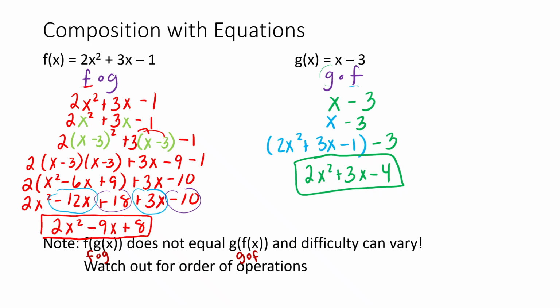And the difficulty can vary. So you can have composition that is a real mess algebraically, and you can have composition that is very, very straightforward. So you don't want to see a composition problem and automatically assume that it's going to be very difficult or very hard or very easy. And the other is watch out for that order of operations. Specifically, that is calling your attention to this right here, where you don't want to say, oh, that's x squared minus 9, because it is not x squared minus 9. So just pay mind to that.